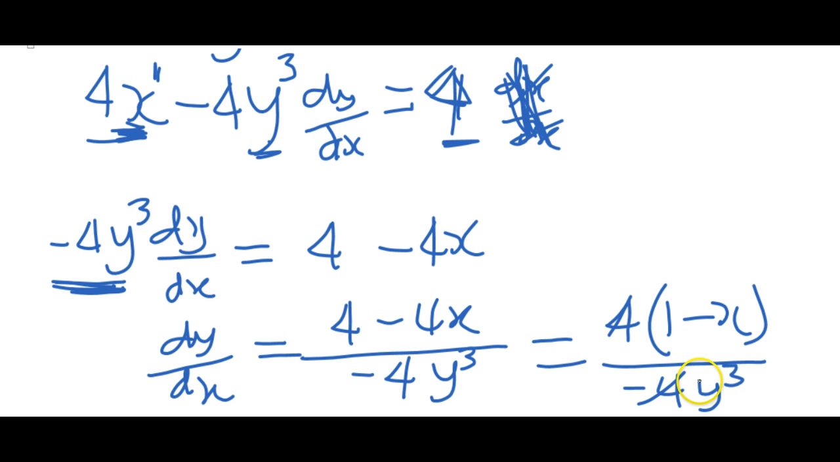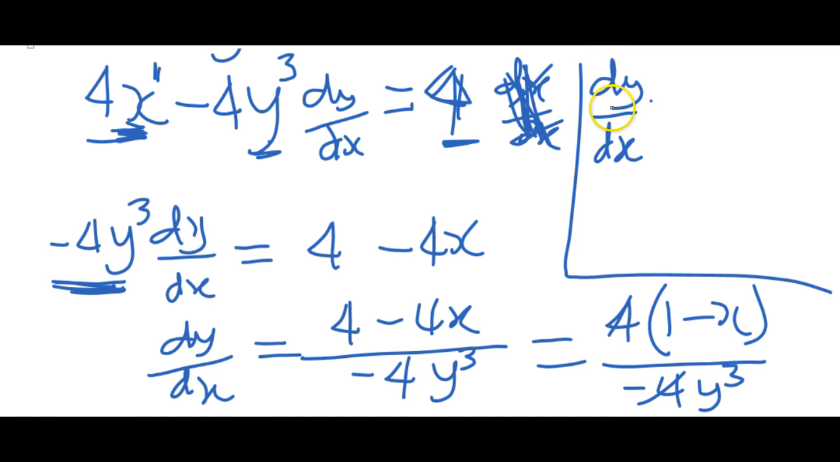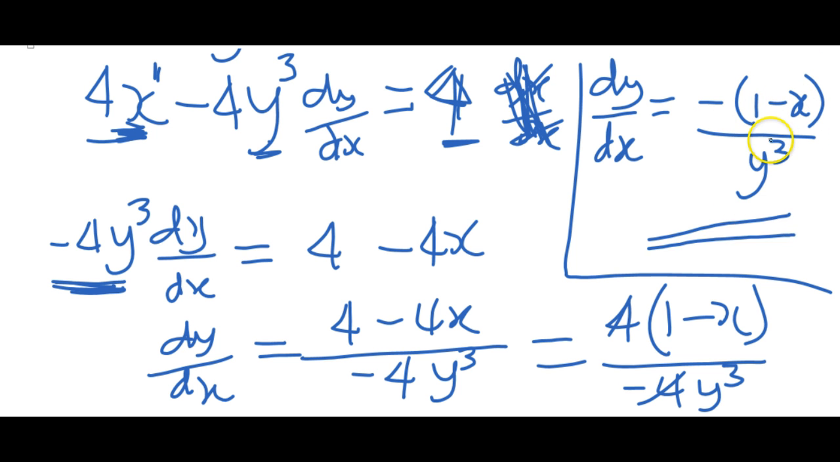So finally, let me put the answer here. So dy dx is equal to negative, into bracket 1 minus x, all divided by y to the power 3. So this is the final answer for this question given.